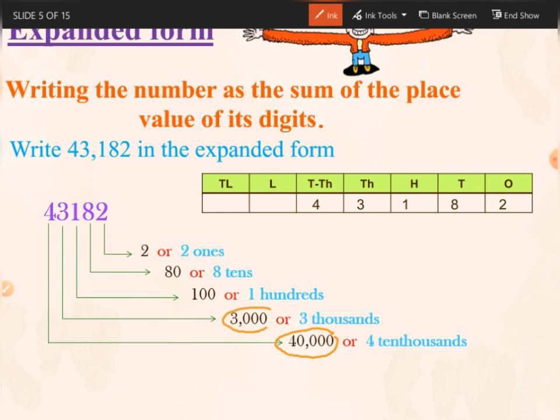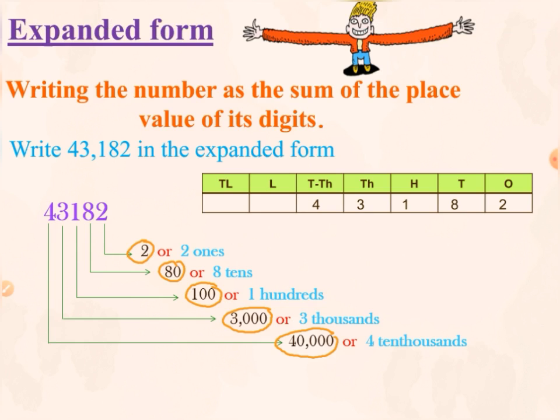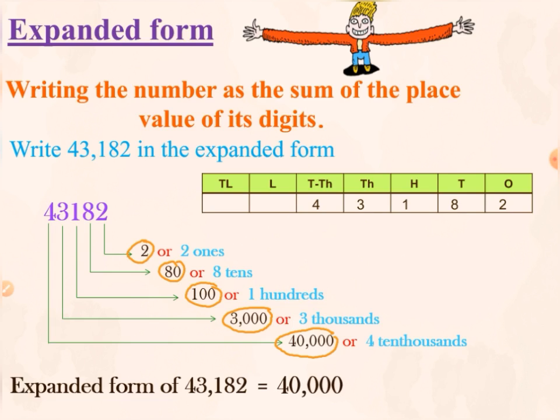Then we have 3,000. Then we have 100. Then we have 80. And then we have 2. So let us write all this as the sum of all the place values. Okay, so we'll write them in expanded form. Before writing in expanded form, you always remember you have to write it from bigger value to smaller. So the first number which will come will be 40,000 plus 3,000 plus 100 plus 80 plus 2.